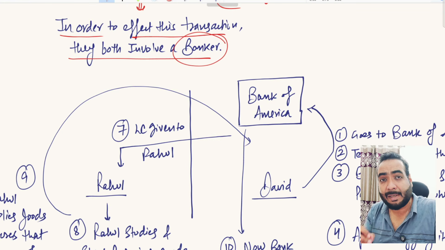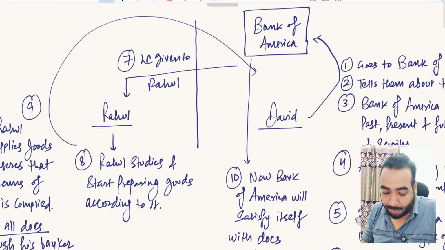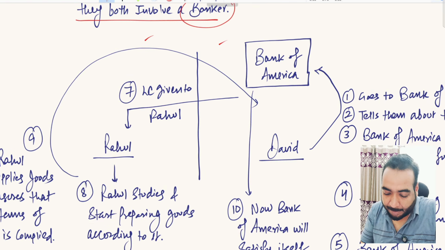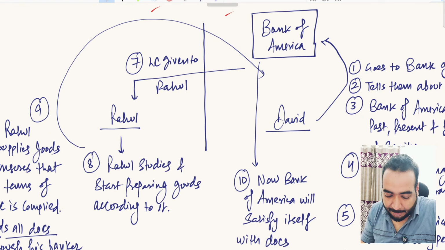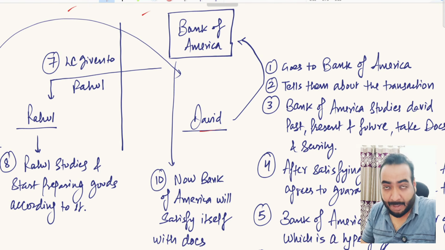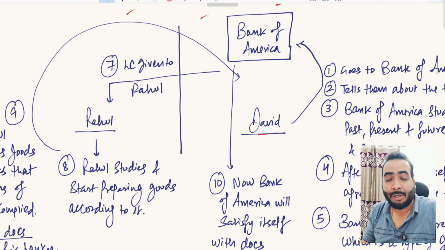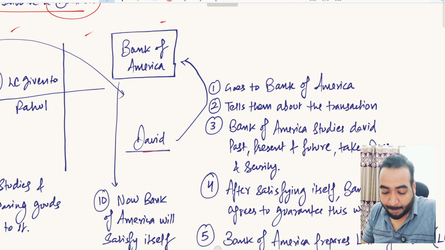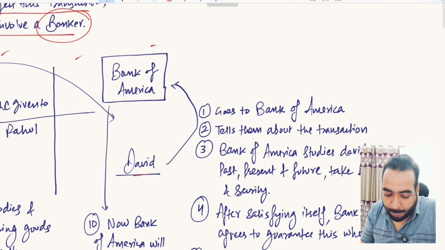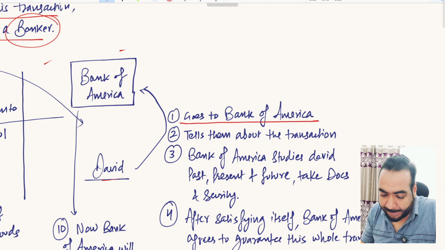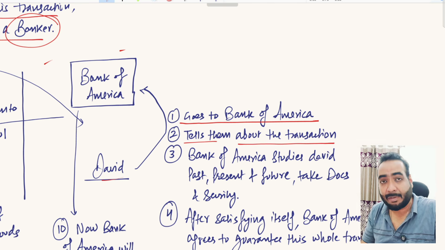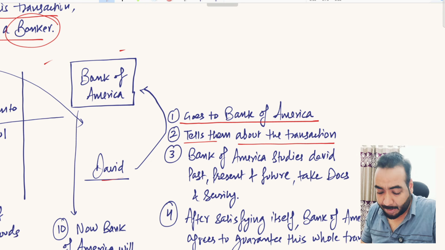Now the LC transaction gets routed through the banker. How this is routed, let us learn through this chart. So this is India, this is America, and this is Rahul and David. Rahul and David are talking to each other. They want to trade and do business with each other. Now what will happen? David goes to Bank of America. He tells them about this proposed transaction with Rahul.